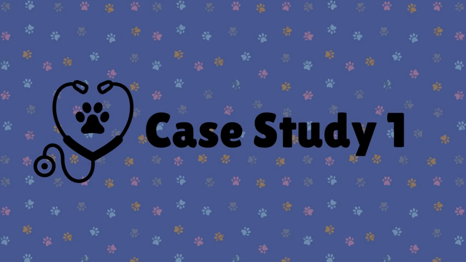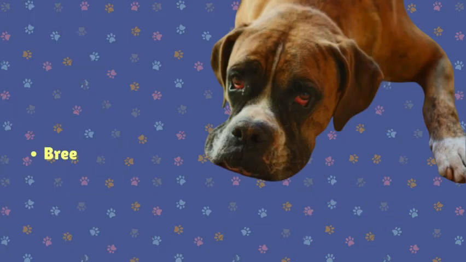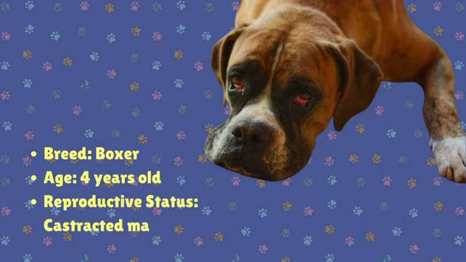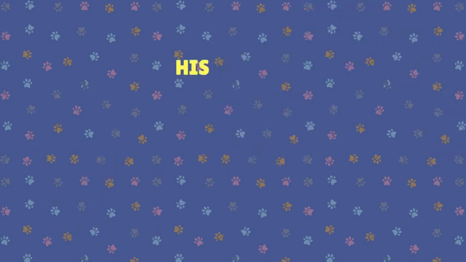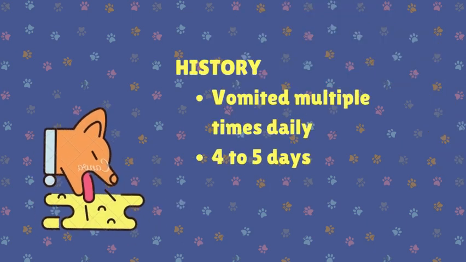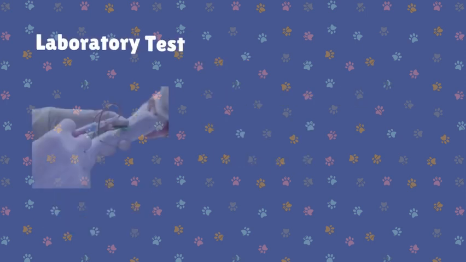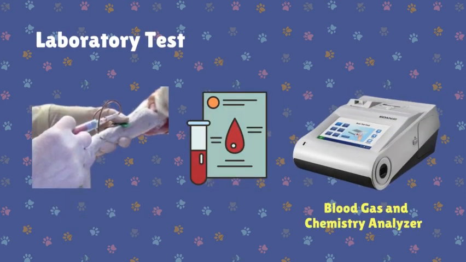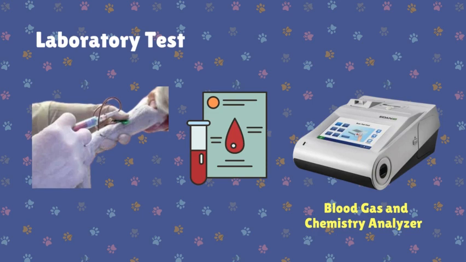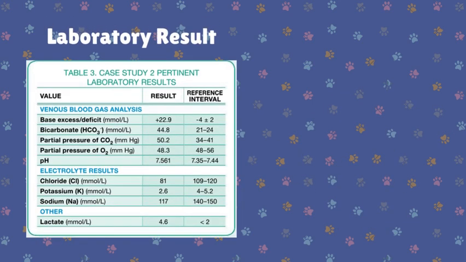Let's move on to case study 1 of metabolic alkalosis in a dog. A 4-year-old castrated male boxer is presented with a vomiting history. He vomited multiple times daily for 4 to 5 days. To determine the underlying problems and causes of vomiting, laboratory tests were conducted. Look at these lab results.